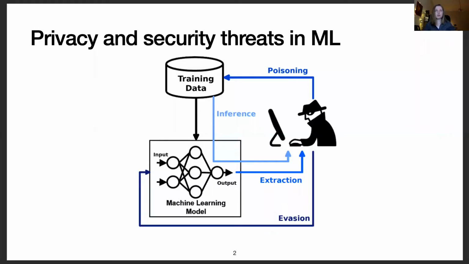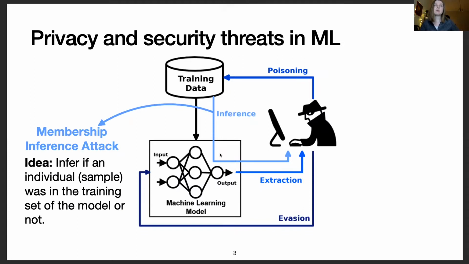We use machine learning models in everyday life, but not many people know that these models are actually vulnerable to different privacy and security attacks. Today we will focus on inference attacks, a type of attack when an adversary wants to infer some sensitive information about training data having access to the machine learning model. He or she can do this by means of, for example, membership inference attack. The idea of membership inference is to infer from a machine learning model if some particular individual was in the training set of the model or not.